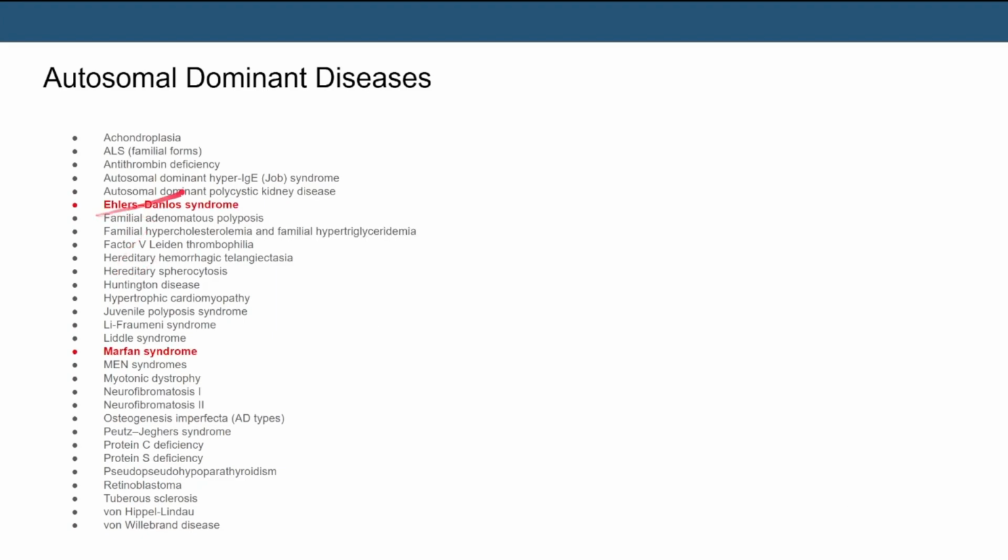So the first two diseases are going to be Ehlers-Danlos syndrome and Marfan syndrome, and what's common between them, how you can group them together, is that in both of these diseases you will be tall. Okay, the person will be tall, and they will have abnormalities with their joints and with their lens.